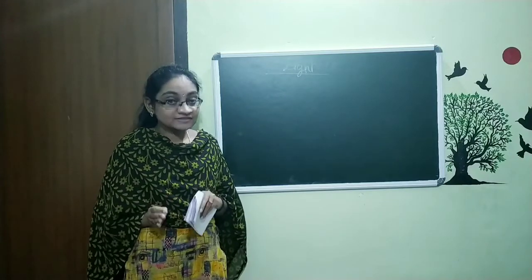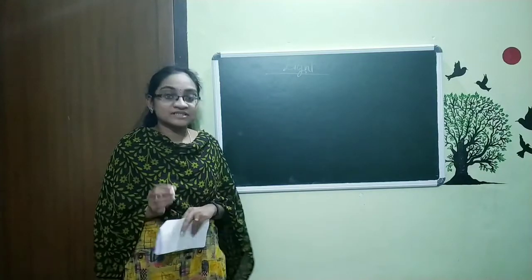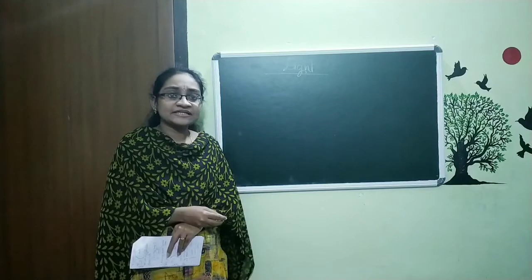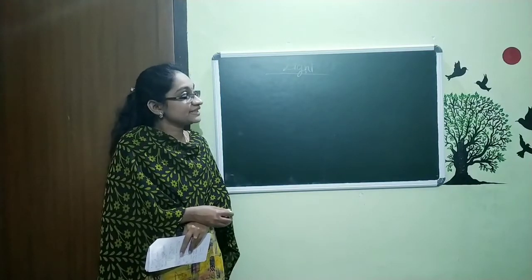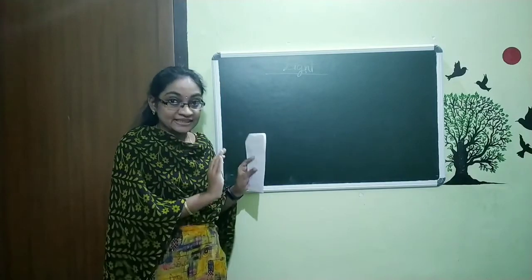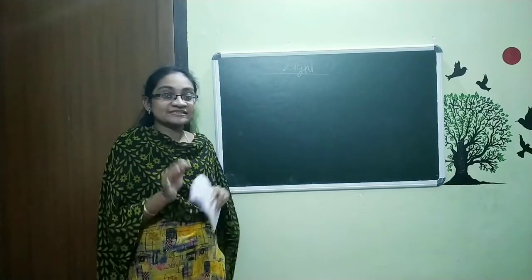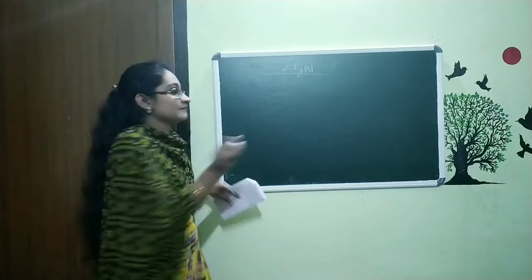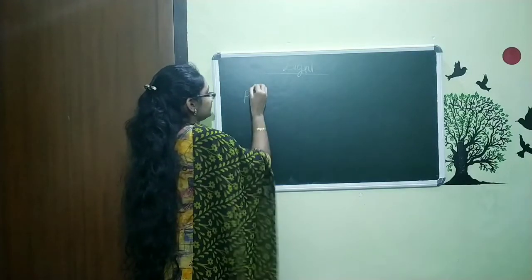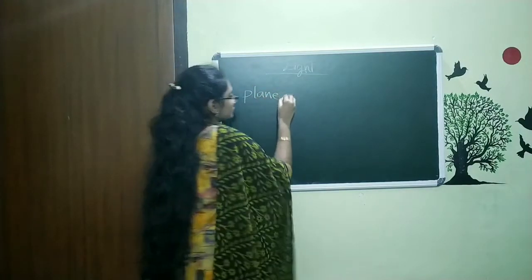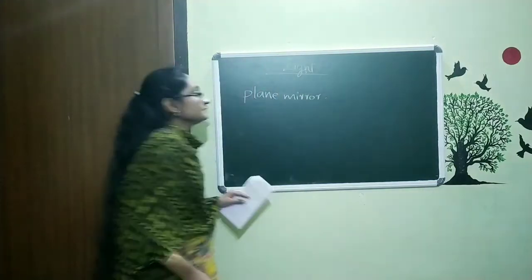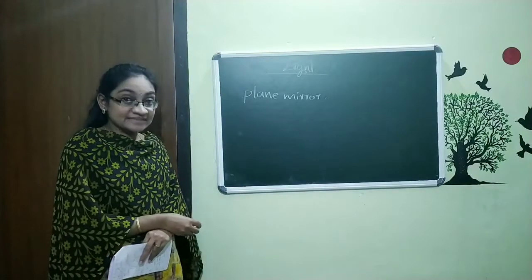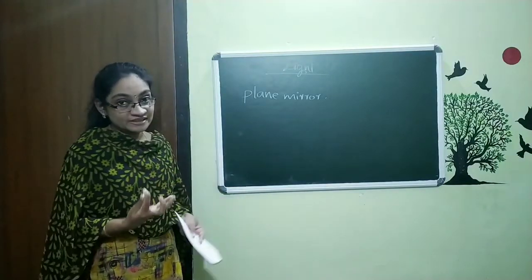In the last few classes, we discussed different topics in this chapter. What did we study? First we studied about light. Then we studied that light travels in a straight line, and light properties. Then we discussed the mirror, that means the plane mirror. After that we studied that there are different types of mirrors.